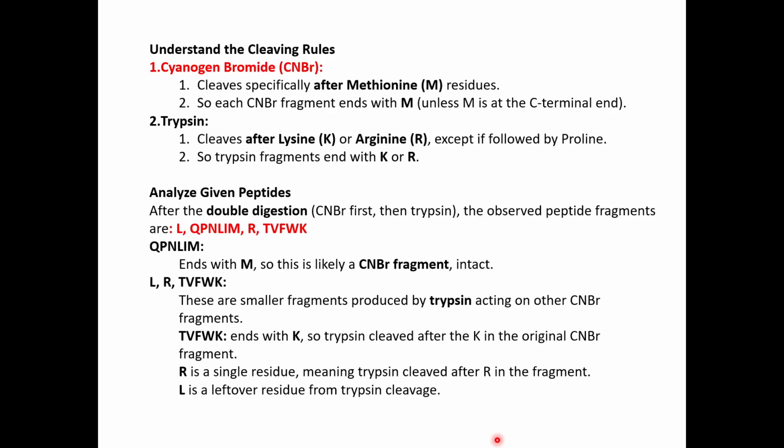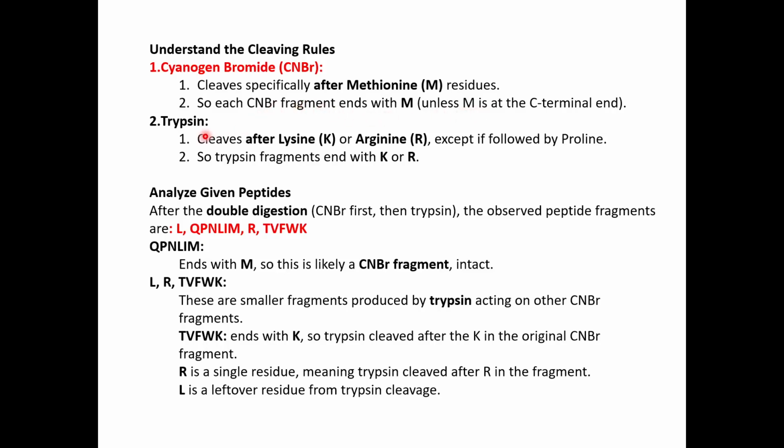So next is regarding the sequences. Like we discussed regarding cyanogen bromide, cyanogen bromide specifically cleaves after methionine. So for every chemical, if you remember at what particular residue it cleaves, it will help you to deduce the sequence. So cyanogen bromide specifically cleaves after methionine residues, so each cyanogen bromide fragment ends with M, unless the M is at the C terminal end.